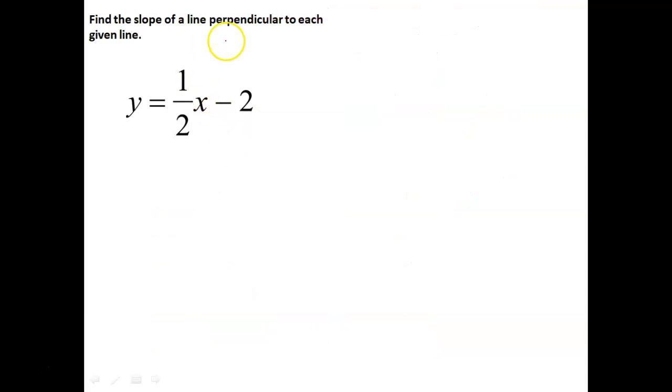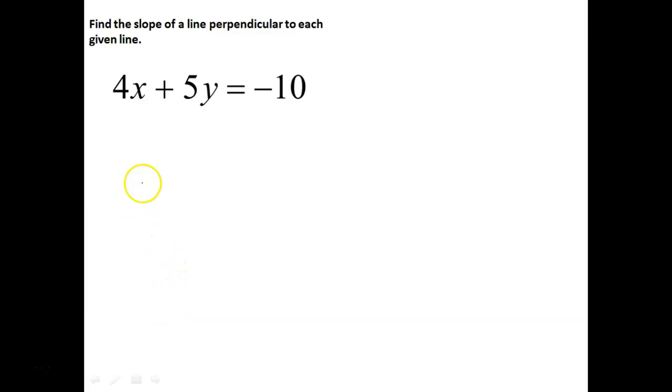You'll have questions and I'll say find the slope of a line perpendicular to the given line. So here you already have it in slope-intercept form. So the slope of this line is 1/2. But the perpendicular slope is the opposite reciprocal. So the opposite of positive is negative. The reciprocal of 1/2 is 2/1. And of course, you guys know you can't leave it as 2/1. So the perpendicular slope is -2.